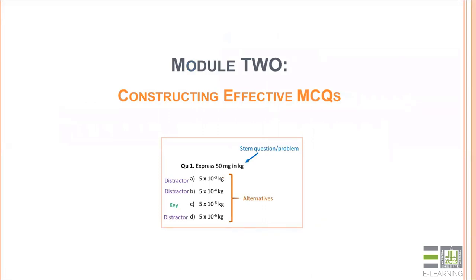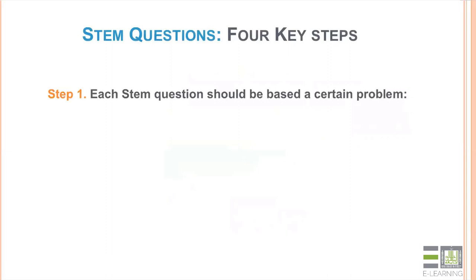Okay, so the first strategy that I want to share with you with regards to designing STEM questions are four key principles that we can incorporate in our own practice. So the first key principle is to make sure that the STEM question or the case study or the brief scenario is meaningful by itself. So for example, I would suggest structuring the STEM question based on a specific problem and not a range of problems.